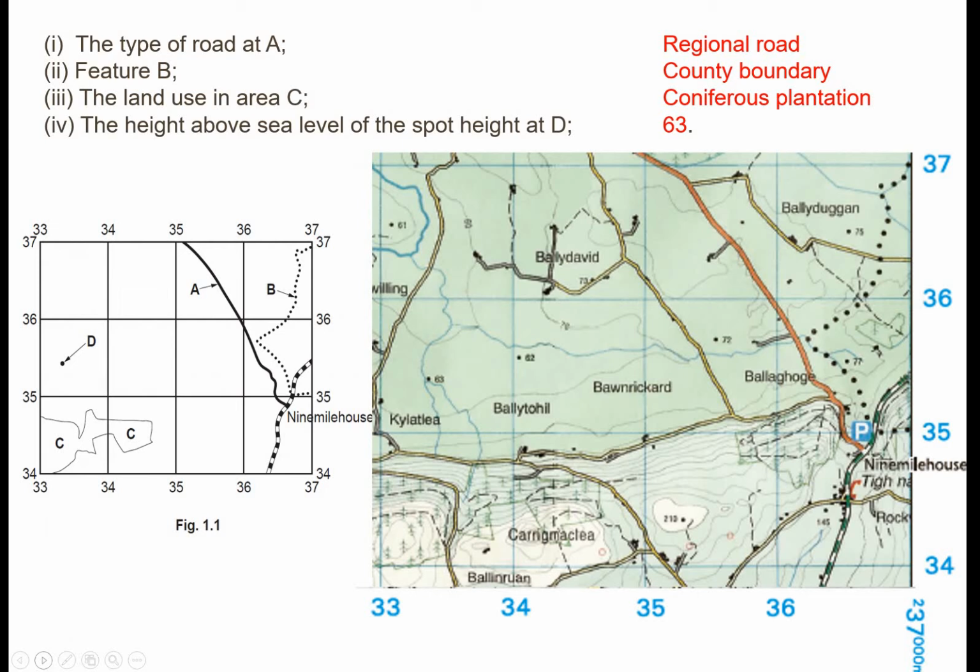The last one is the height above sea level at the spot height of D. So in this case, it's 63. I know you can't make it out here, but it's there.